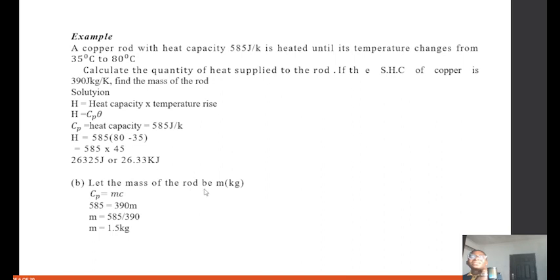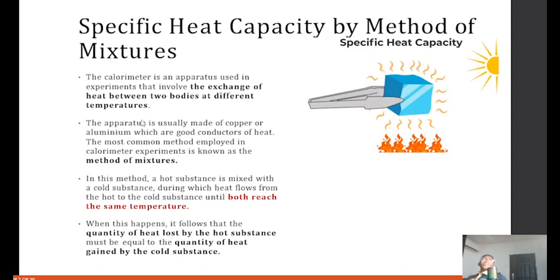So we are now asked for the mass. We remember the relationship: heat capacity is equal to mass times specific heat capacity. So we have the heat capacity and we have the specific heat capacity. Definitely we can get the mass of the body. So the mass of the body is just the heat capacity divided by the specific heat capacity, and that was 1.5 kg. So specific heat capacity by method of mixtures.